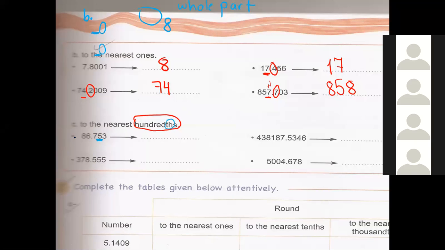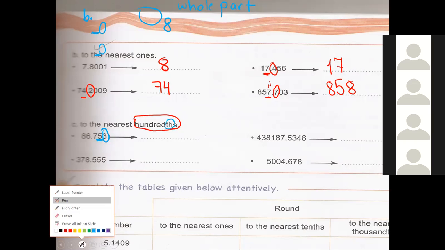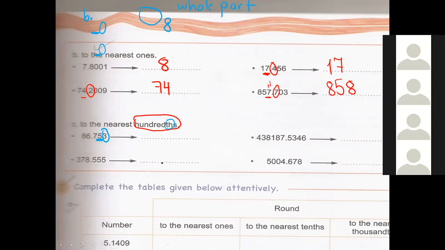And we circle which digit? We have to circle three. Three, we compare it with five. Is it less or more, Zahra? It's less. So give me the answer. It's less than five, so we have to write 86.775. Bravo Zahra, thank you.